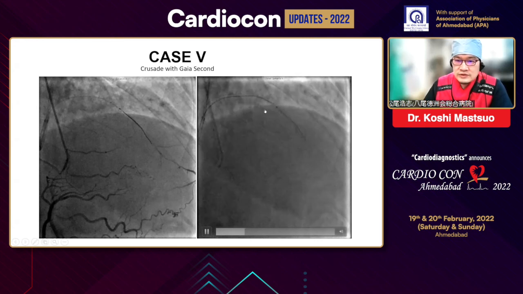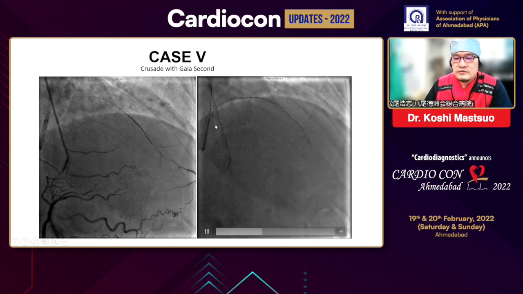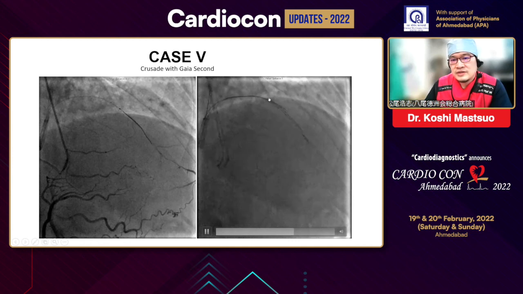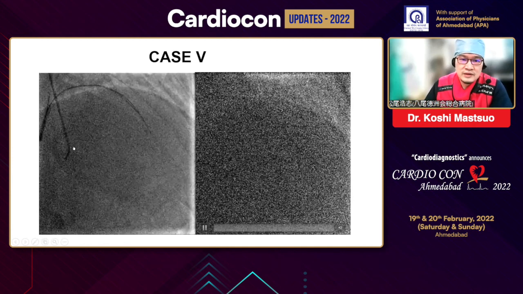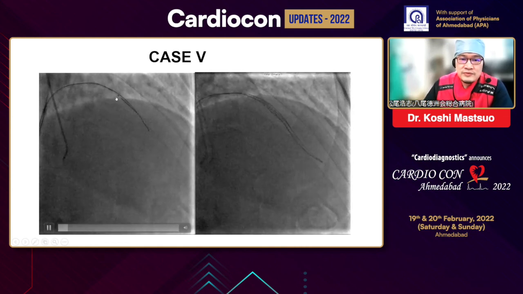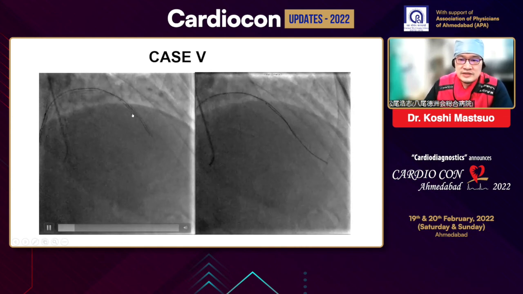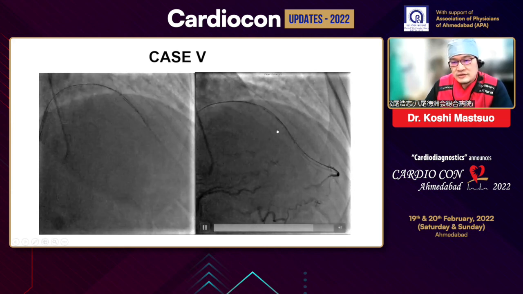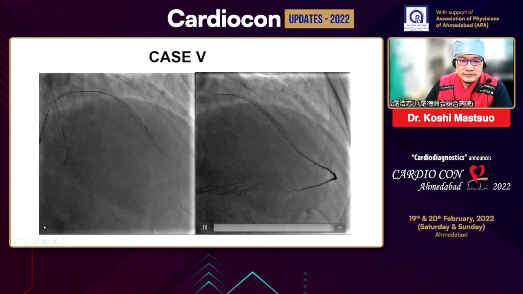This is because I used a 7 French guiding catheter. If I used an 8 French guiding catheter, I could perform simultaneous IVUS guided wiring, but this is a 7 French guiding. But by performing the fire wire technique using Gaia second, fortunately, I could cross to the distal true lumen.